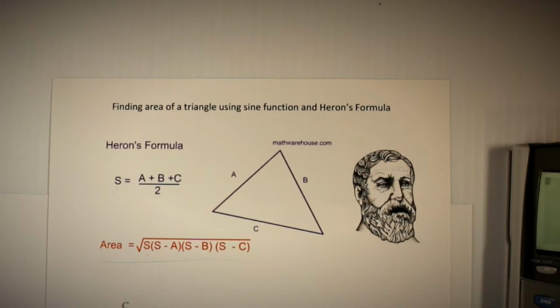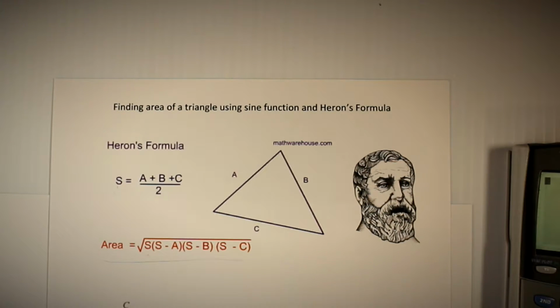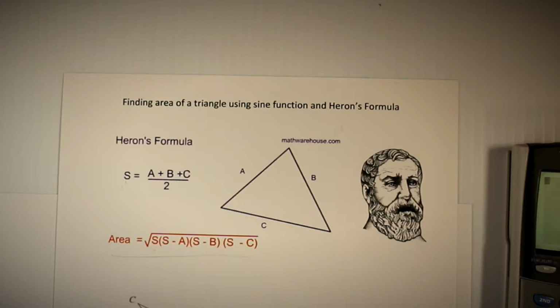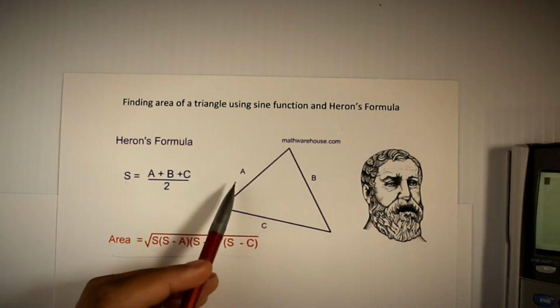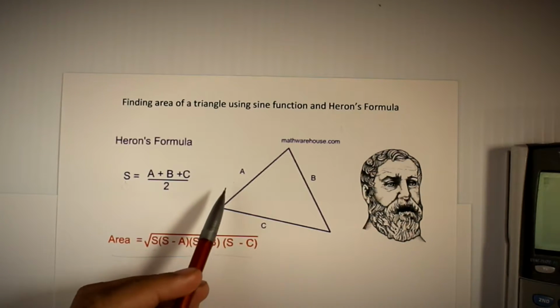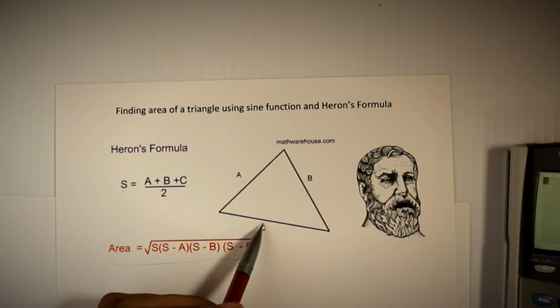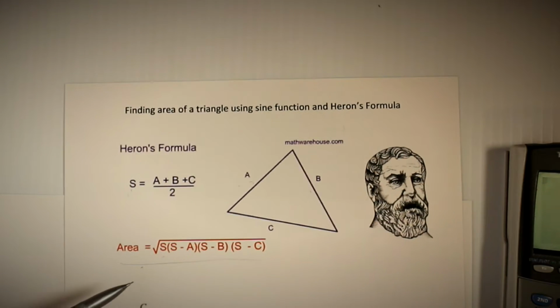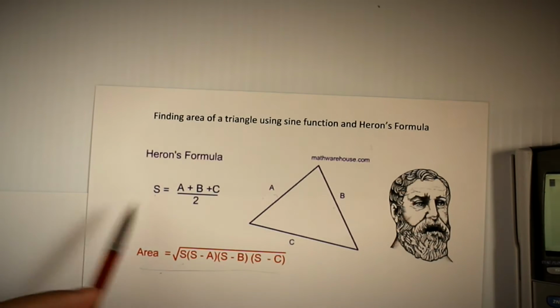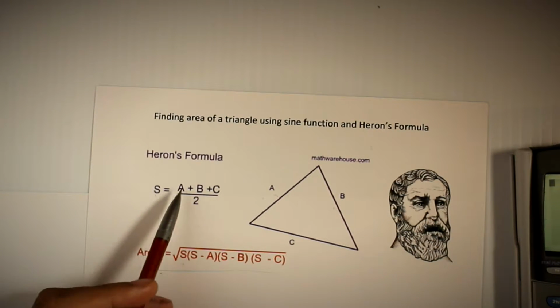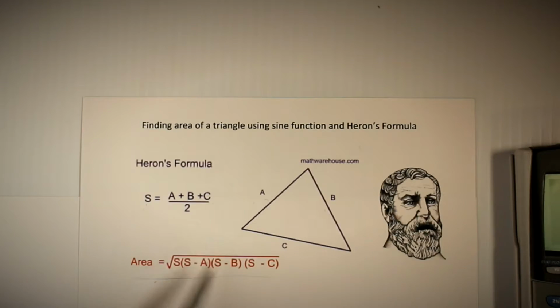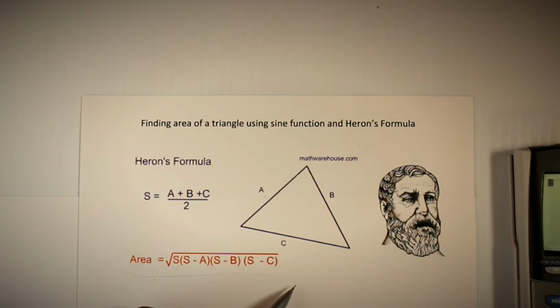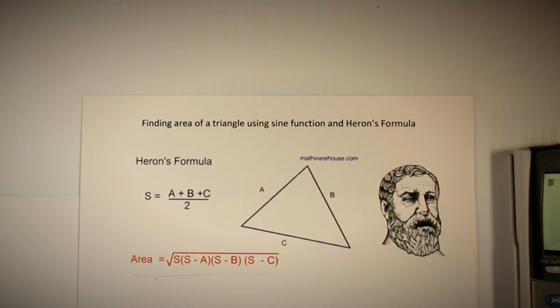Now, the last triangle that we had was only used for an SAS triangle, meaning side, an included angle, and a side. Heron's formula is for an SSS triangle. So you can only use Heron's formula when you're given sides A, B, and C. You have to be given all three sides in order to use this formula. So S equals A plus B plus C divided by 2, the perimeter of the whole triangle divided by 2.